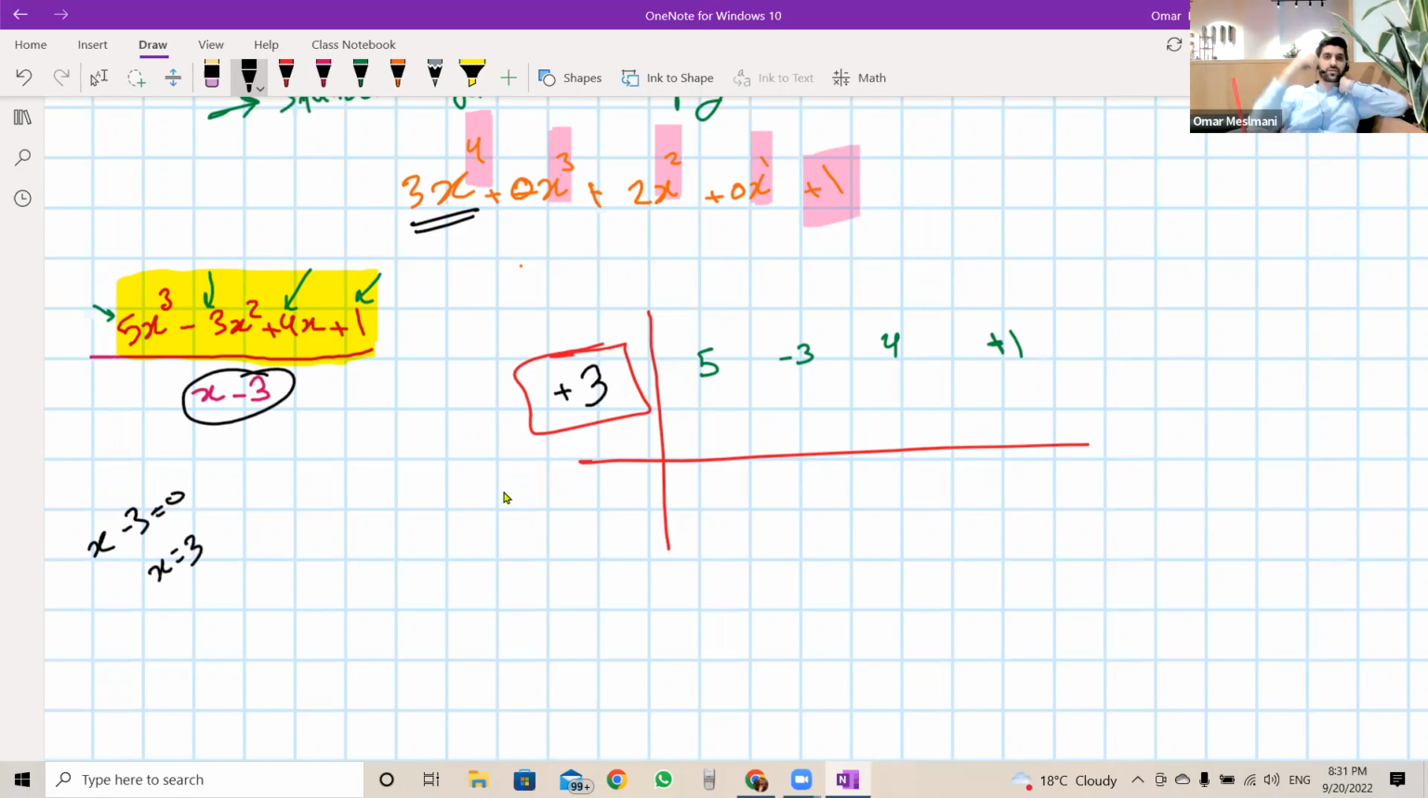First of all, check the standard form. Second of all, write the coefficients. Third of all, take the denominator and make it equal 0. Now, fourth step. Step number 4 is take the first value down.